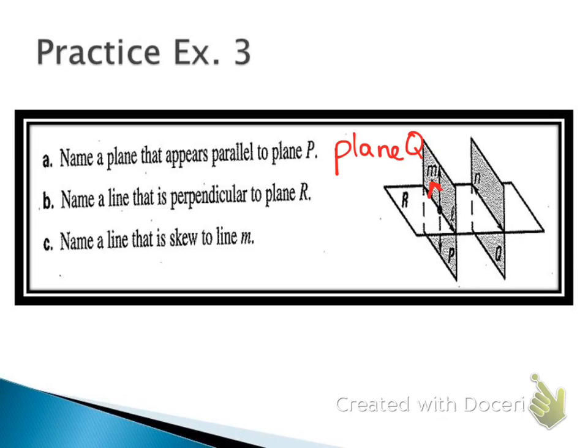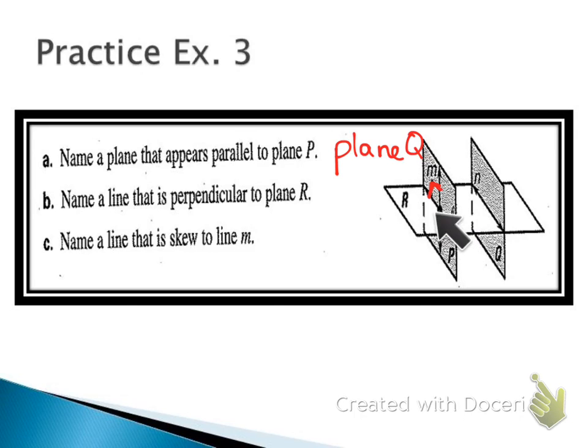Name a line that is perpendicular to plane R. Someone I haven't heard from yet today. Okay. Angel, what do you think? For part B, a line perpendicular to plane R. Line L would be... did I seriously get that right? I would disagree with that. Oh, I was about to say, I think line L is in plane R.